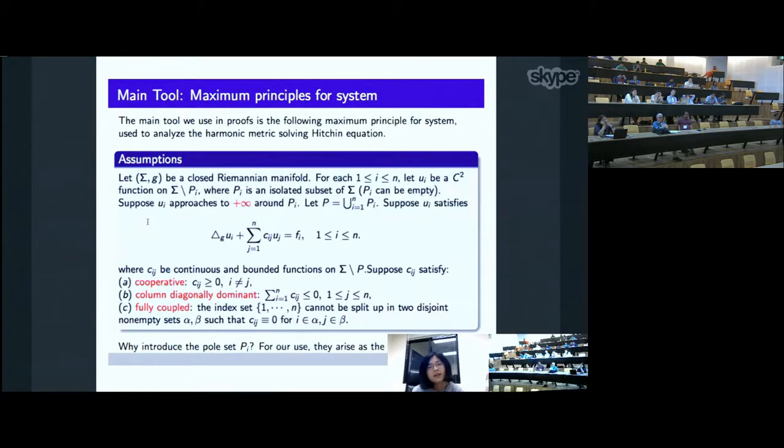Why do we introduce this subset P_i? Because we actually need to deal with the functions times this gamma_i. Remember gamma_i from the Higgs field? It might have zeros. That's P_i: they are the zero sets of the gamma_i's.